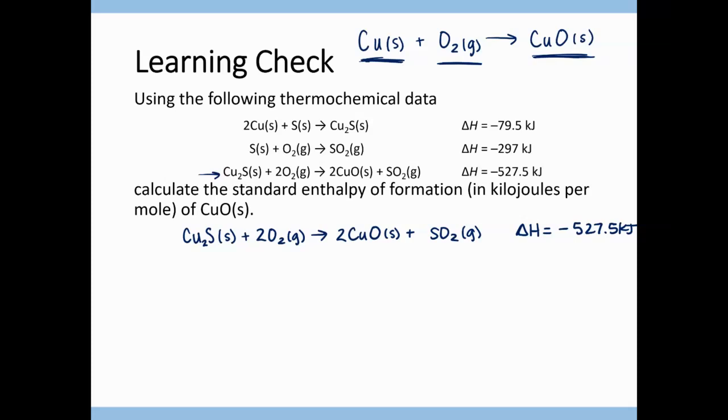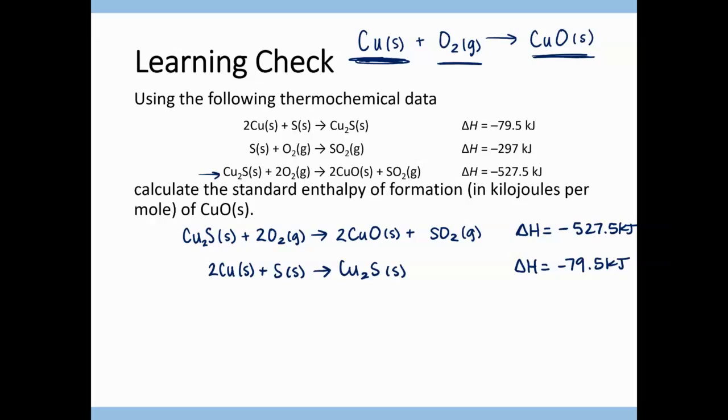We need to use other reactions to cancel out sulfur dioxide, because this isn't present in our desired reaction, and copper sulfide, because it's also not present in our desired reaction. We also need the reaction that gives us copper as a solid as our reactant. So we could take the first reaction and add this in. So 2 copper solid and sulfur. And the change in enthalpy for this reaction is negative 79.5 kilojoules.